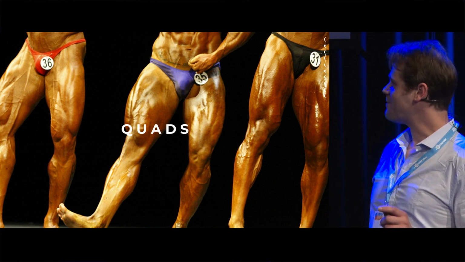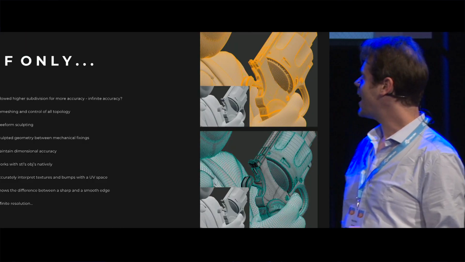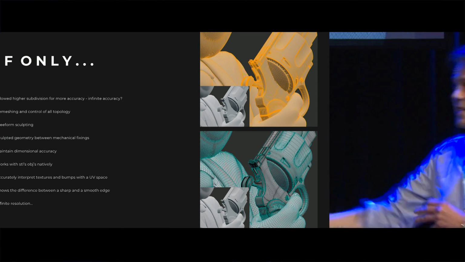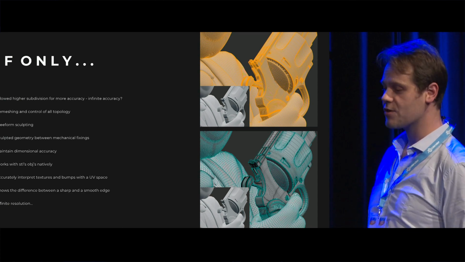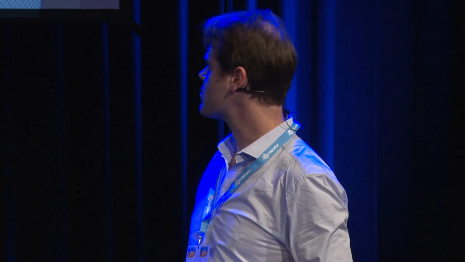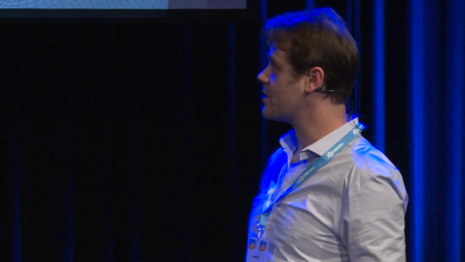It's all good to make you look at that picture. So if only we had a piece of software, this magical piece of software out there that allowed higher subdivision, like I was saying, of infinite accuracy possibly, the remeshing and control of all topology. So if something goes wrong, you can go straight in there and fix it. Freeform sculpting. Something that the engineering world really struggles with is that fluidity that 3D print gives, and we need to be able to do that.